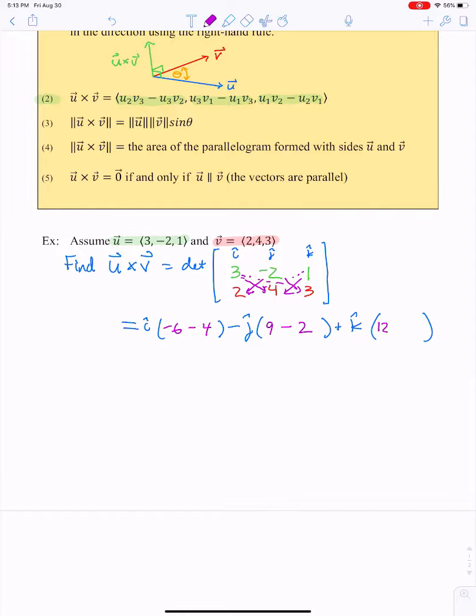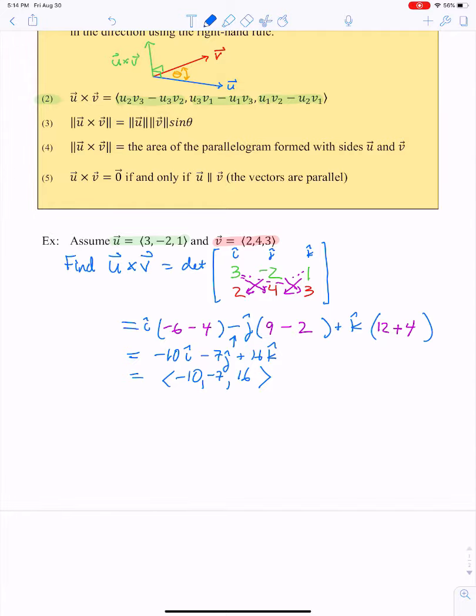3 times 4 is 12, minus 2 times a negative 2 is a negative 4, so minus a negative is plus 4. So I get the vector minus 10i, 9 minus 2 is 7, but there's a minus out front right there, so minus 7j, and then plus 16k. If you want to go back to the component form, it would be minus 10, minus 7, and positive 16. And that is the cross product of those two vectors.